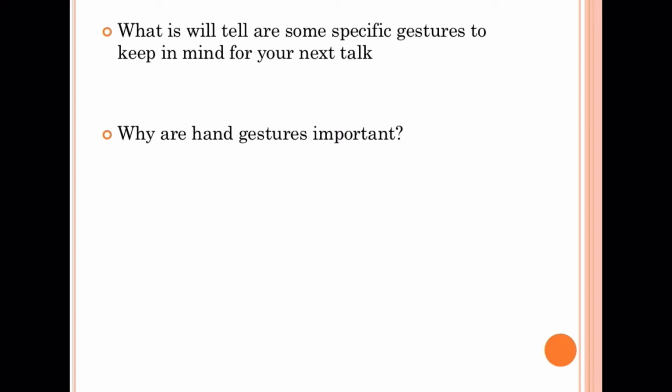So, here are some specific gestures to keep in mind for your next talk. So, first, when you say a number like 1, 2, 3, you need to show the number with your fingers. For example, there are 3 steps we need to take to complete this project on its deadline. So, you use the gesture, make your fingers number 3.